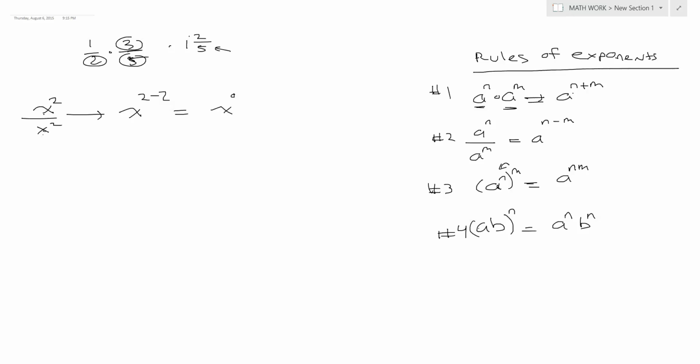Okay, so x to the 0, or anything to the 0, is simply 1. And that's why a number divided by itself equals 1, right? Cool. Now, let's put this into play a little bit more.